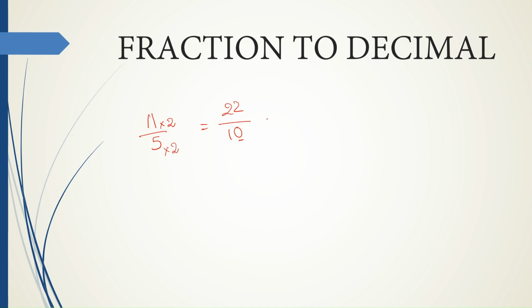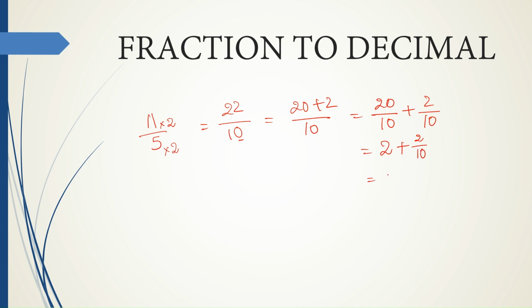So what to do for this? We can write it as 20 plus 2 upon 10. Now separate it, we will have 20 upon 10 plus 2 upon 10. So 20 upon 10, 0 and 0 cancel, 20 divided by 10 is 2, plus 2 upon 10 we will have here.